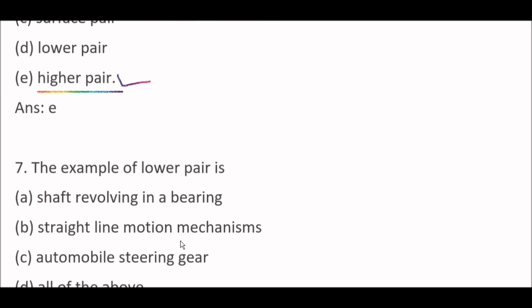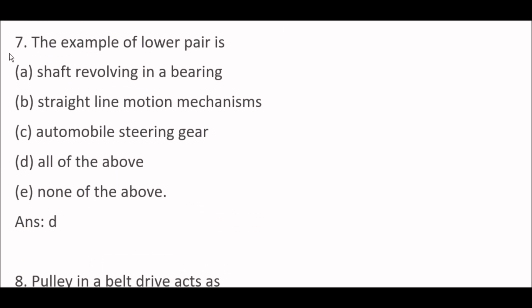Okay, next question. The example of lower pair is option A, shaft revolving in a bearing. Option B, a straight line motion mechanism. Option C, automobile steering gear. Option D, all of the above. Option E, none of the above. Right answer is option D, all of the above. Okay. So the examples of lower pair are, first one, shaft revolving in a bearing. Next one, straight line motion mechanism. Next one, automobile steering gear. Okay.